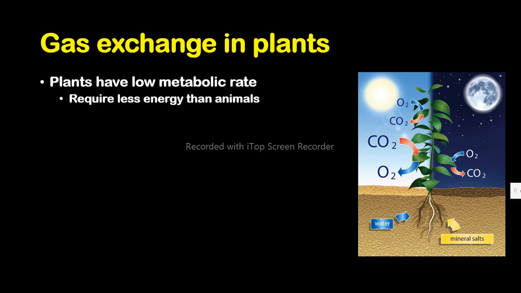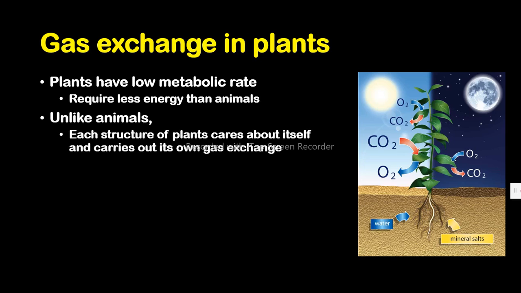They generally have low metabolic rates. And so what does that imply? The energy that they require is far, far smaller than the energy that animals require. And because of this energy demand, their metabolic rate is going to be lower compared to that of animals.